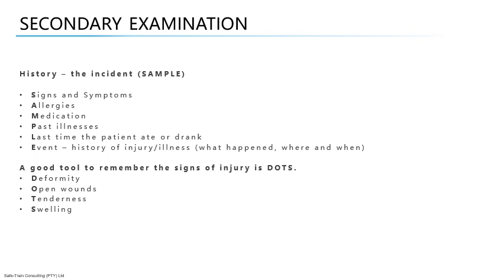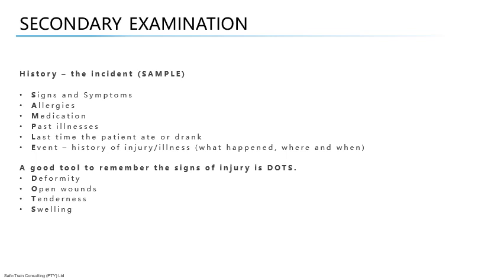P is for past illnesses. Does the patient have any chronic conditions, like high blood pressure or diabetes? L is for the last time the patient ate or drank. Is the patient maybe feeling dizzy because they have not eaten today? E is for event. What happened, where and when did it happen?